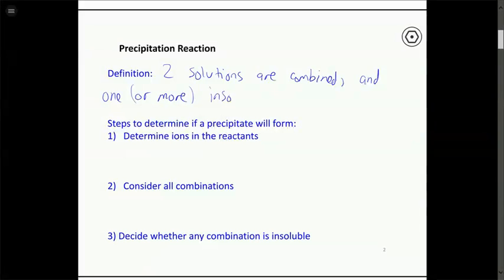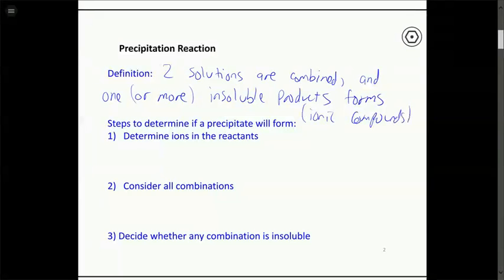And that means that there's something that forms during the reaction that is not soluble in water, and it forms a solid or a precipitate. And these are going to involve ionic compounds. So when we're talking about precipitation reactions, our first clue that that's what we're talking about is that we're going to be combining two solutions of ionic compounds.